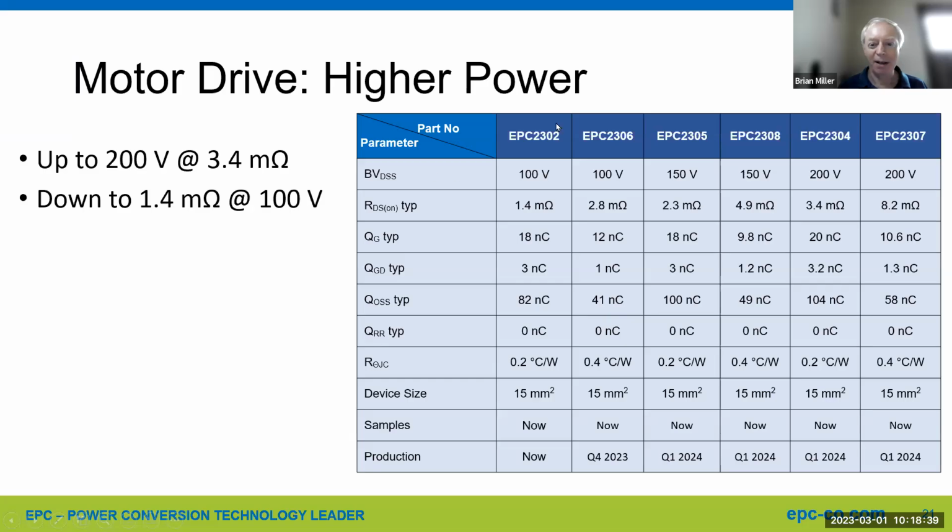The current rating on the first one is about 100 amps, and it's also high in the rest of them. So you can have 200 volts at 3.4 milliohms, which is pretty impressive, especially given the size, and down to 1.4 milliohms at 100 volts. So it doesn't take a huge amount of parallel FETs to get some very good current at very good efficiency.